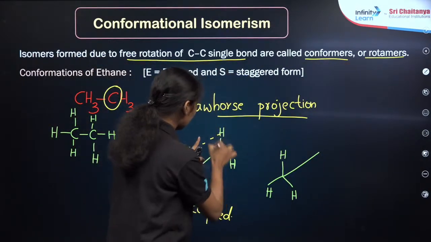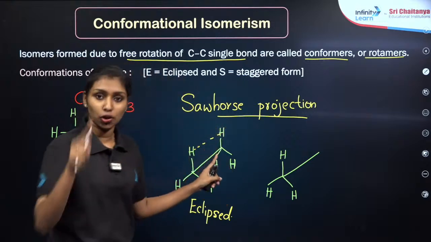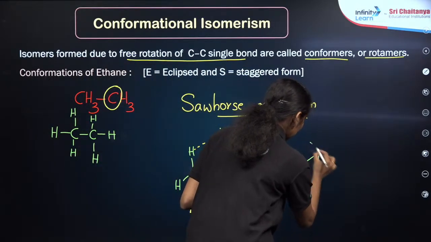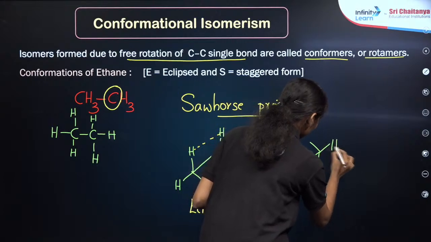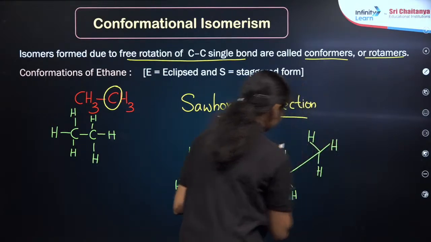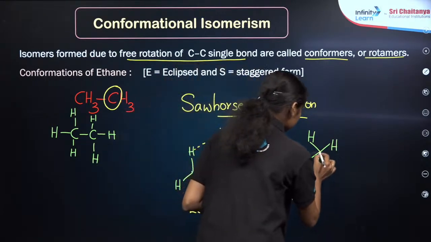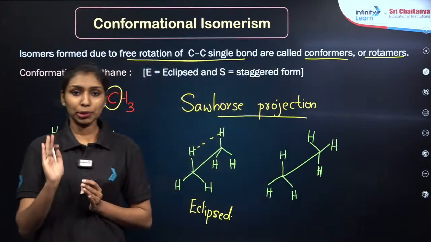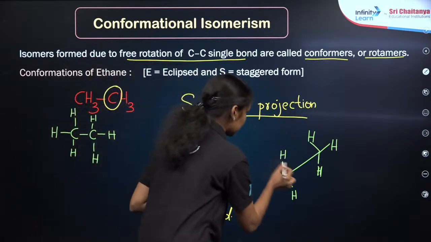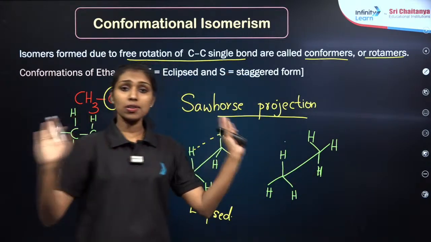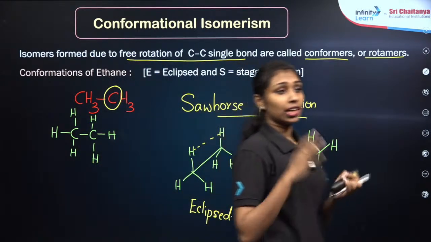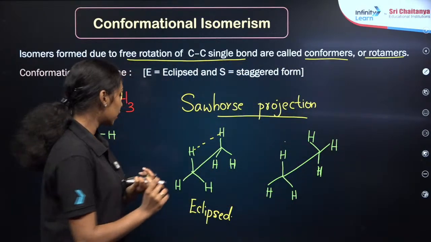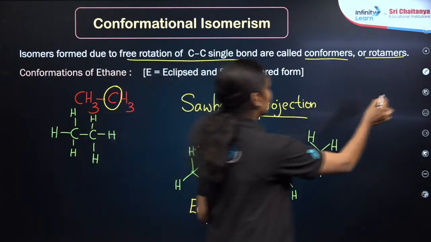The hydrogen in the upward direction will go to the downward direction. So, I will draw from here. This will be our hydrogen and this will be the other one. Now if I am considering these two hydrogen, they are very far apart. Such a conformational isomer is known as staggered conformation.